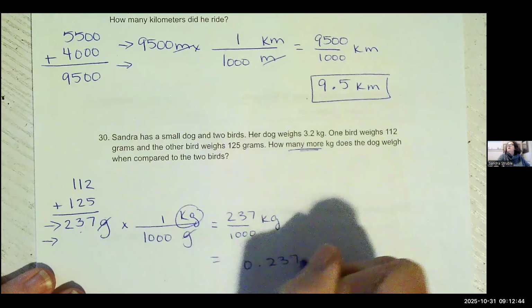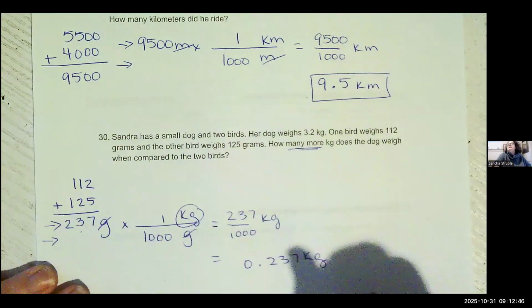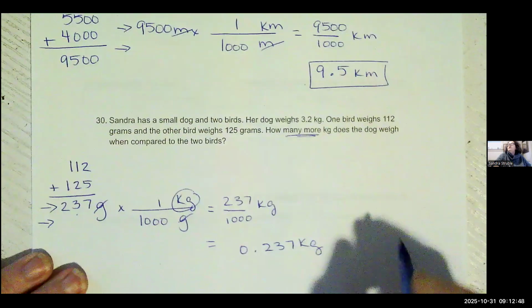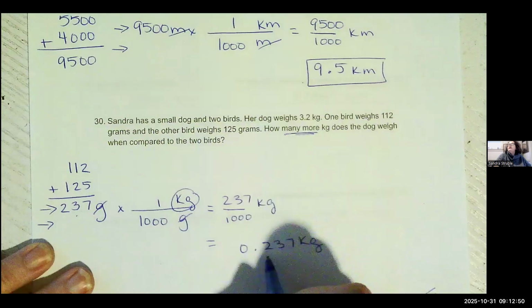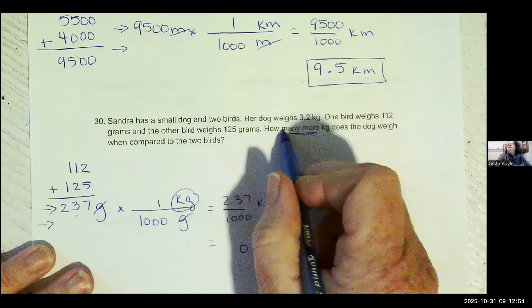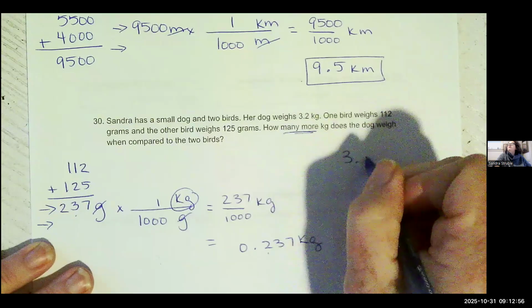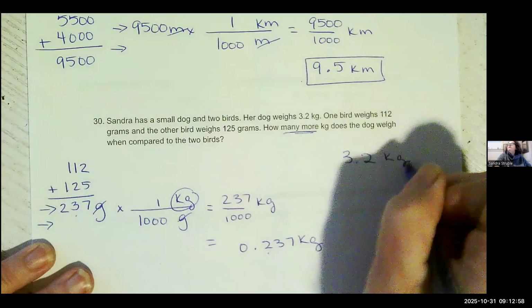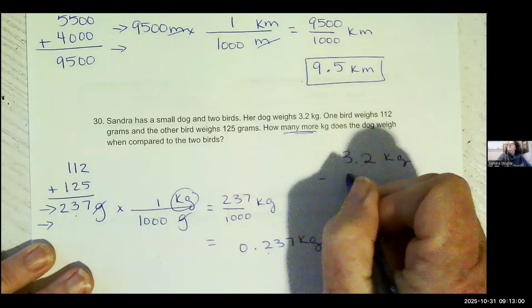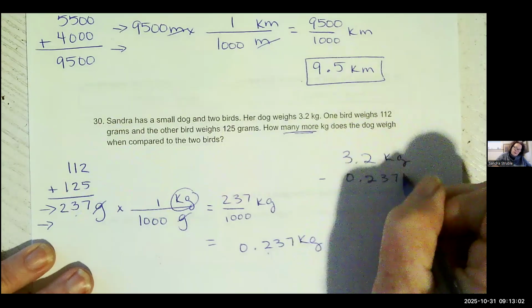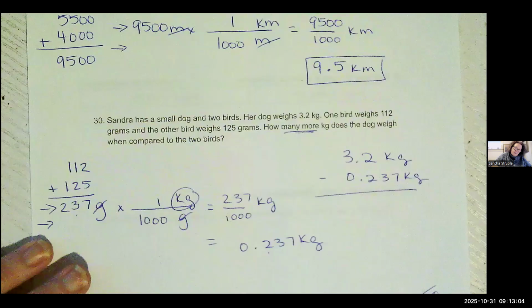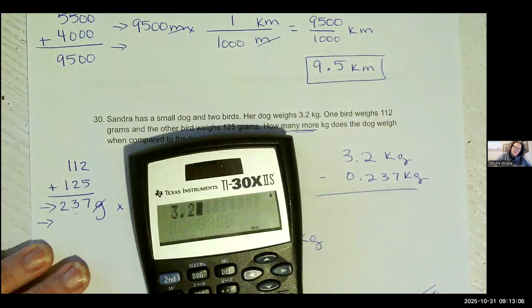Don't round this. Okay. So it says how many more? So my 2 birds weigh 0.237 kilogram. My dog weighs 3.2. So I just need to subtract. I'm going to use my calculator. 3.2 minus 0.237 is 2.963.